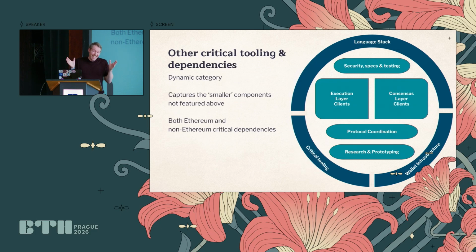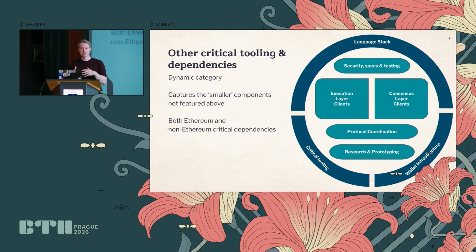And then lastly, we have a bit of a catch-all category here. It's slightly dynamic. I'm calling it other critical tooling and dependencies. And that's because there are a ton of these small pieces that are so important to Ethereum that basically all add up to real work that has to be done in order for the chain to keep running. And this is something that might include source code verification, making sure that contract data, which is often stored off-chain, is actually what you expect it to be.